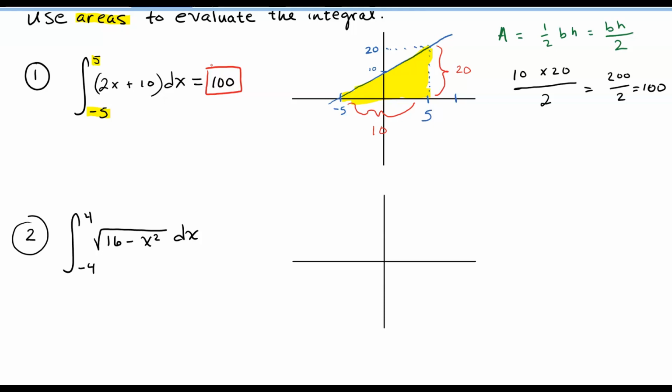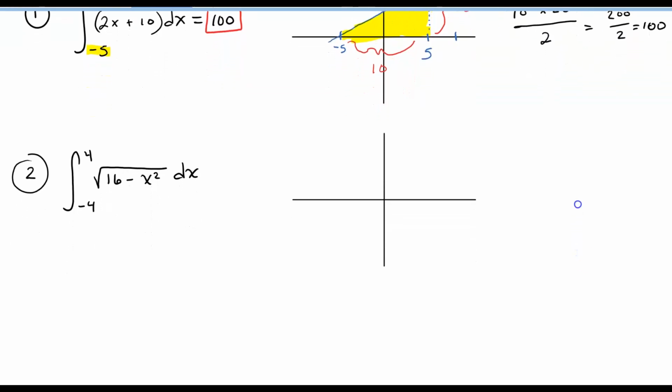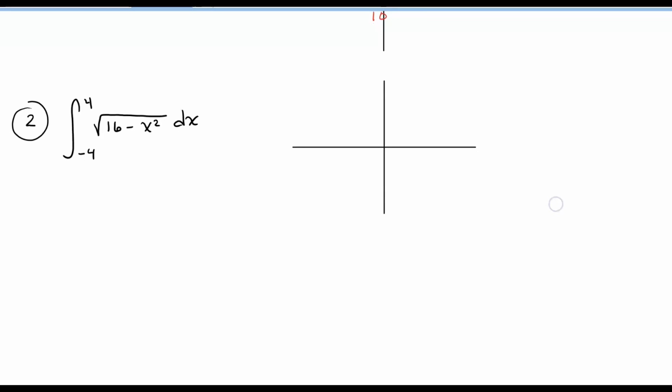Let's take a look at the second question here. On this one, maybe you don't quite know the shape of the graph, but let me show you something that you might know from a college algebra or pre-calculus course. You had a function that looked like this: x squared plus y squared equals 16. You might notice that this is the equation of a circle with a radius of 4 units. What they're giving us here, the function square root of 16 minus x squared from -4 to 4, is a semicircle.